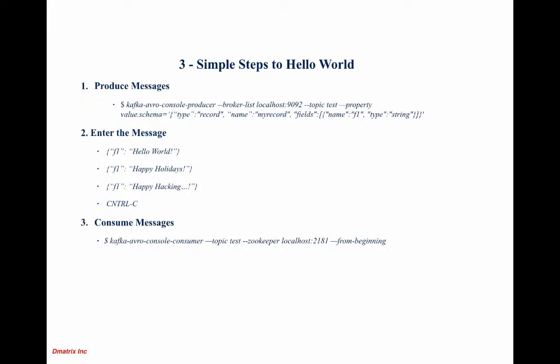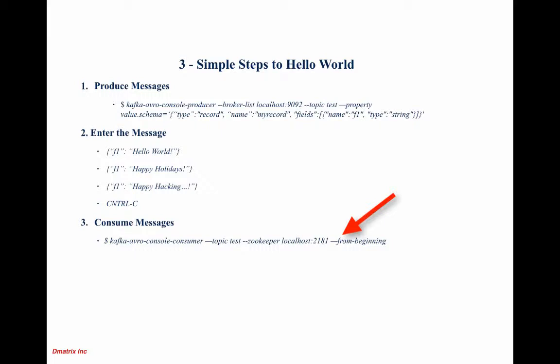Now, again, rule of 3: you produce the message, you enter the message that you want to publish, and then finally you consume the message. And all of this can be done without writing a single line of code. So what I'm doing over here is using the command line utilities. Again, I'm not writing any Java code yet. I'm writing simple command line utilities to produce a message based on a certain Avro schema. Then I'm entering the messages that I want to publish, and then finally, again using the command line utilities, I'm going to consume the messages that I've just published.